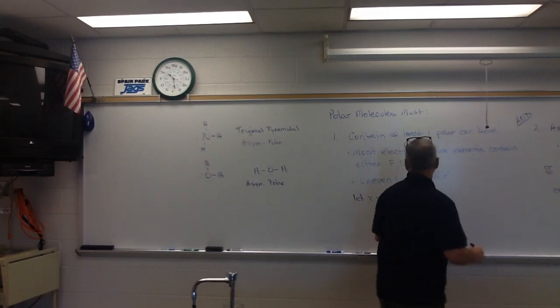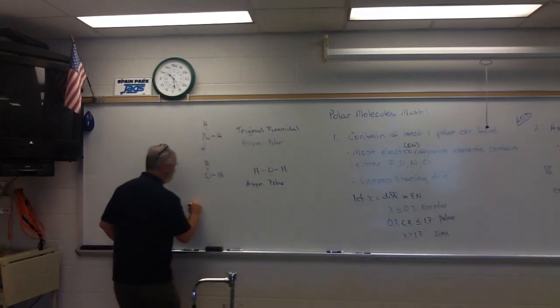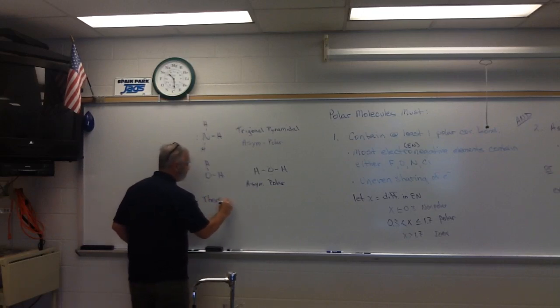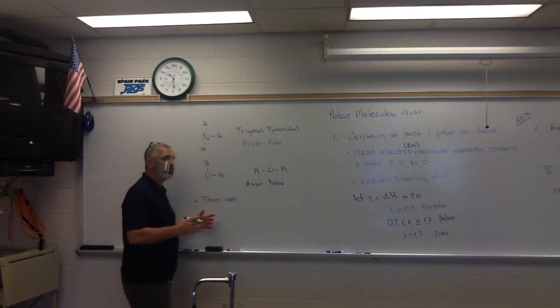Now, I'm going to just continue under asymmetrical here. There are 2 exceptions that you have to know. And this is why we can't say it's asymmetrical because it has lone pair, because not all molecules that have lone pair on the central atom are asymmetrical, because there's these 2 exceptions.